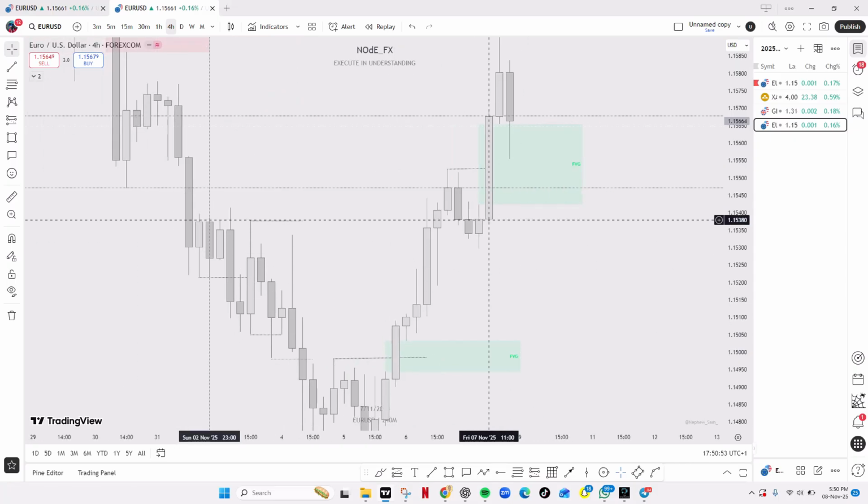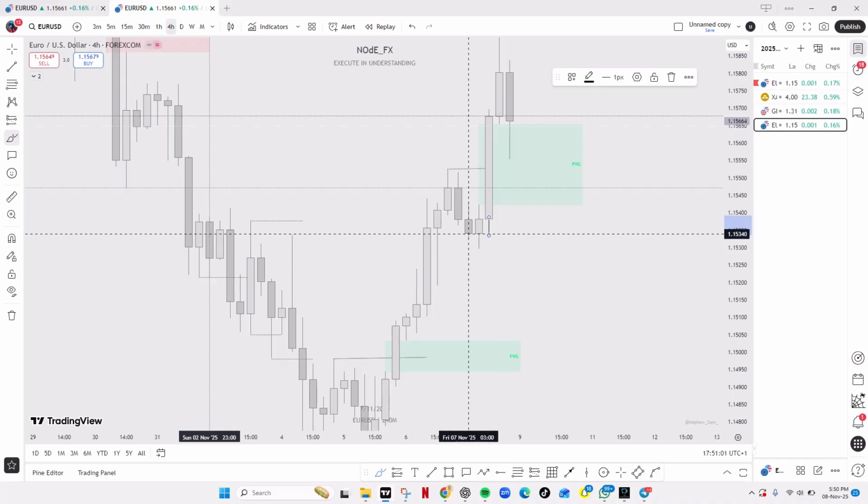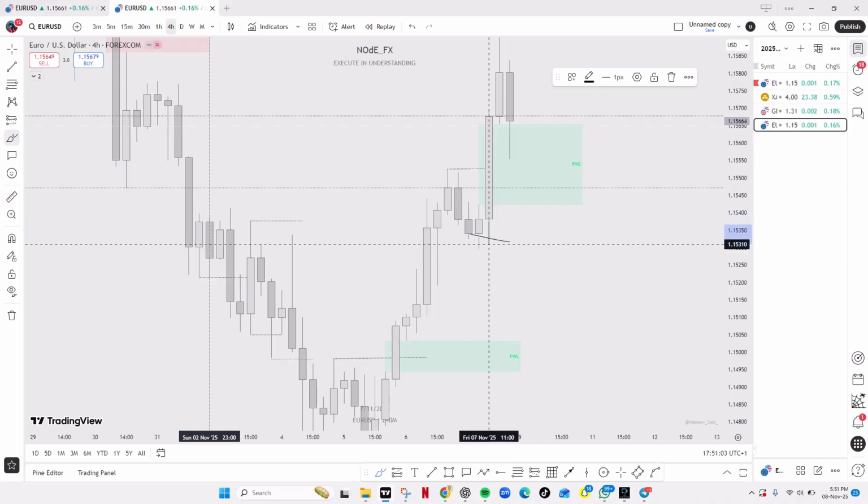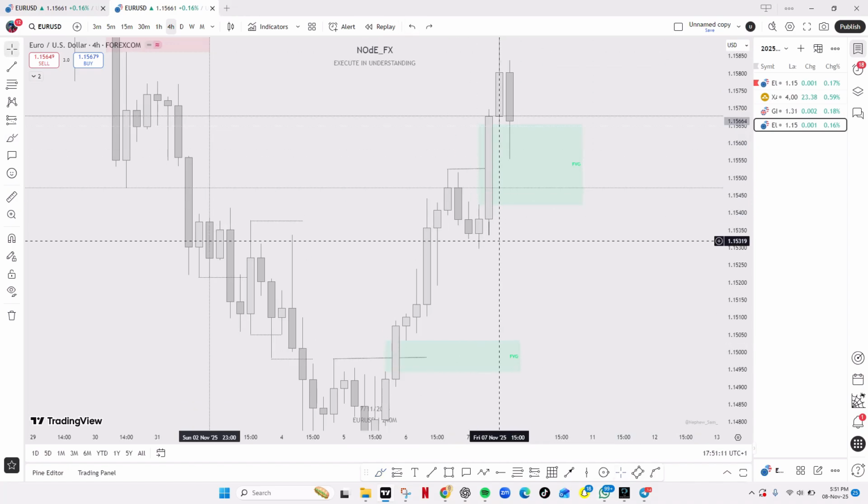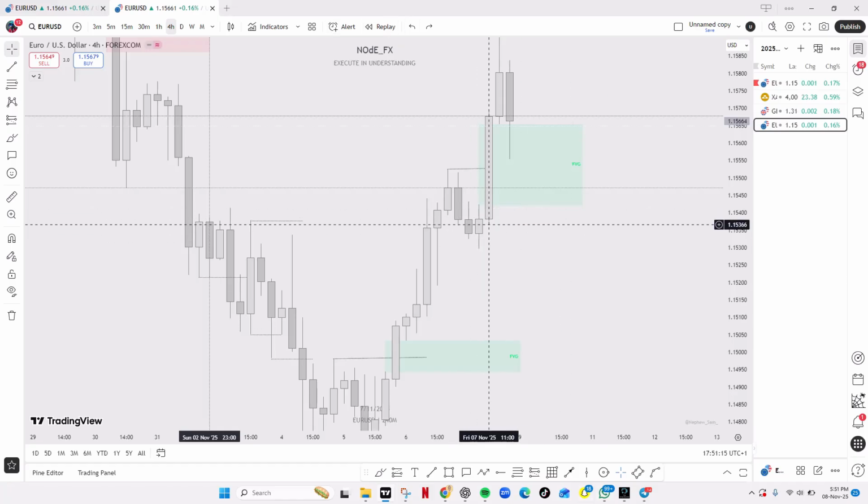You can see this candle did not create a wick. I was expecting this candle to create a very small wick into this level here before buying back. But price had its own thing in mind, so it didn't really give me any entry here.